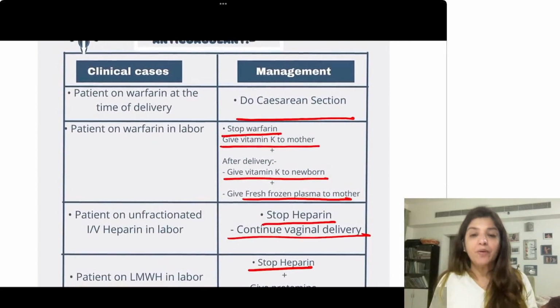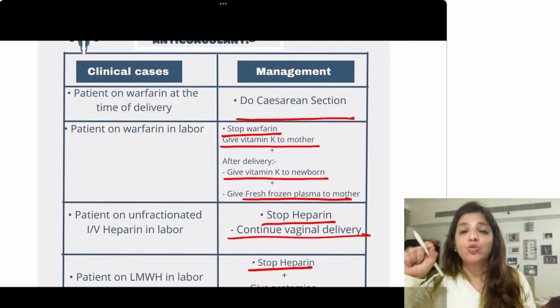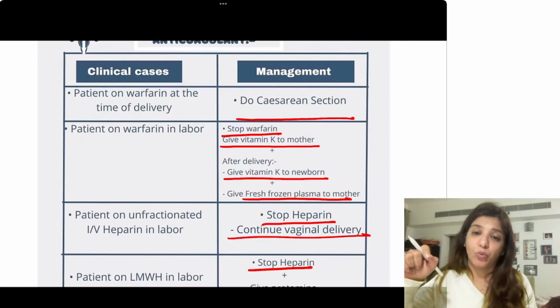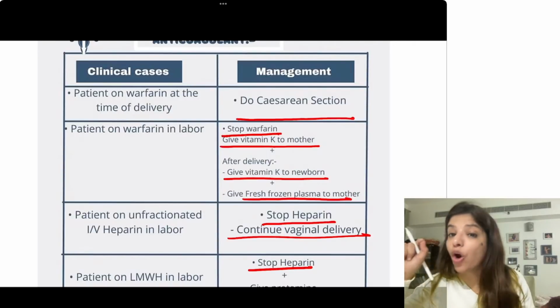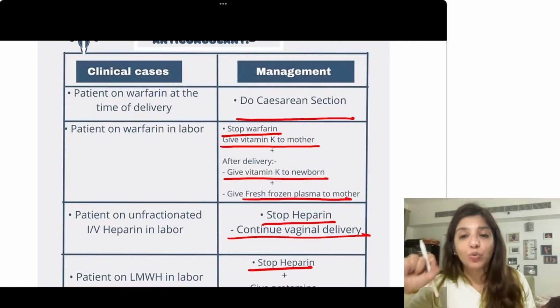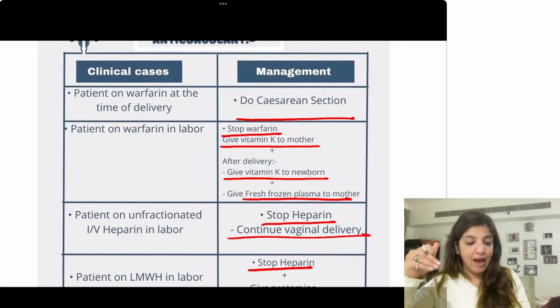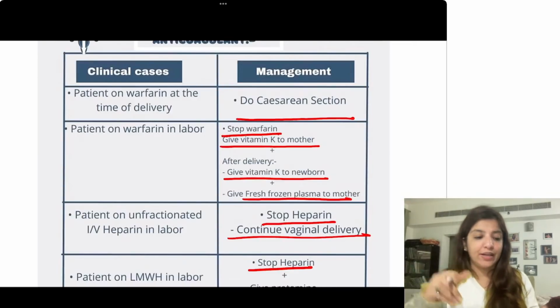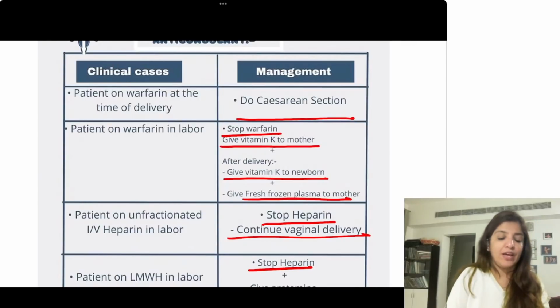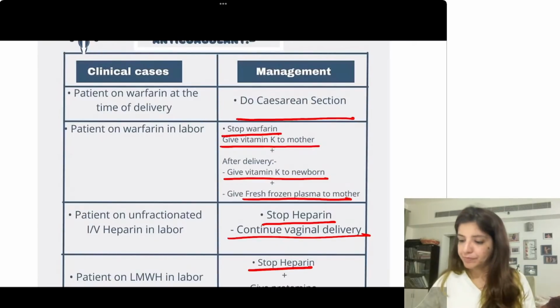Right? Have you understood? And very frequently you keep on asking me this question that, ma'am, why do we do a cesarean section when patient is on warfarin? So I hope you've understood this, that we are doing cesarean section not to prevent PPH. We are doing cesarean section so that we can prevent intracranial hemorrhage in the baby. Right? In the newborn baby, we can prevent intracranial hemorrhage. That is why we are doing cesarean section. Clear? Okay.